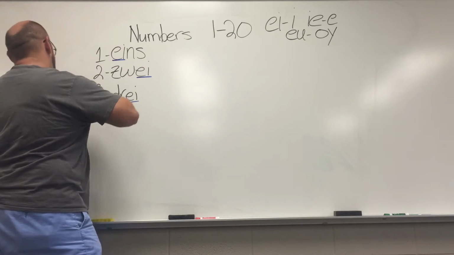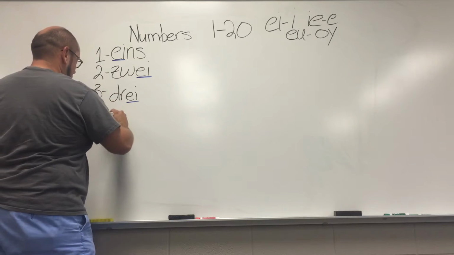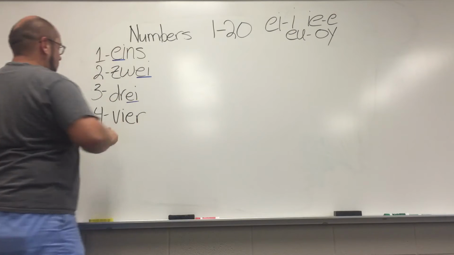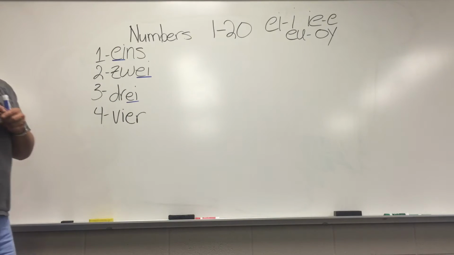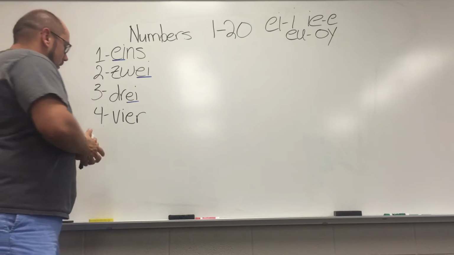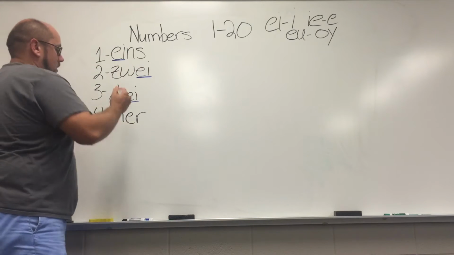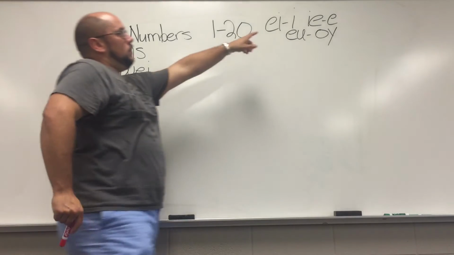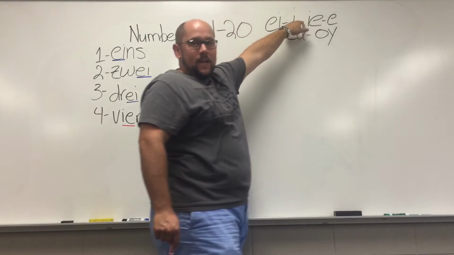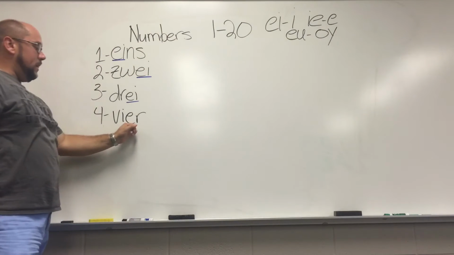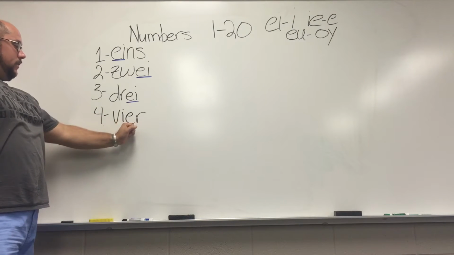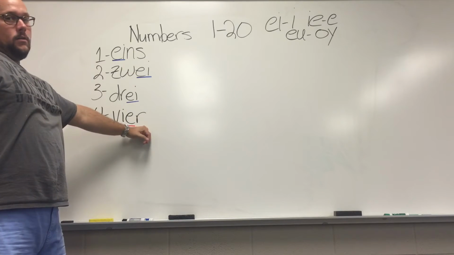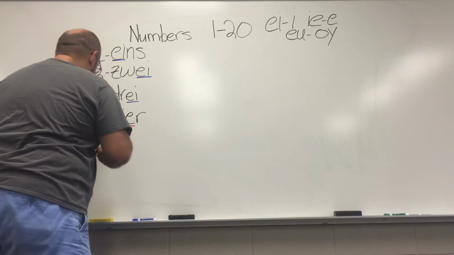Number 4. This one is pronounced fear. Fear. What you see is a new letter combination, IE, which I put up over here, gives us our E sound. Fear. V makes the F, the E sound, and R. What we end up with, fear, is the number 4.